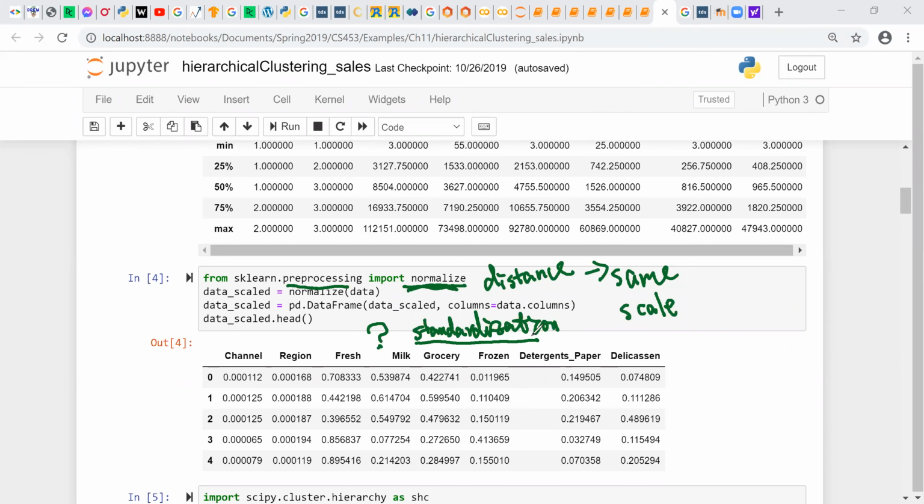That's regarding the mean and the standard deviation, while normalization, generally speaking, uses minimum and maximum. So anyway, we can normalize the data, and you can see the data is normalized.